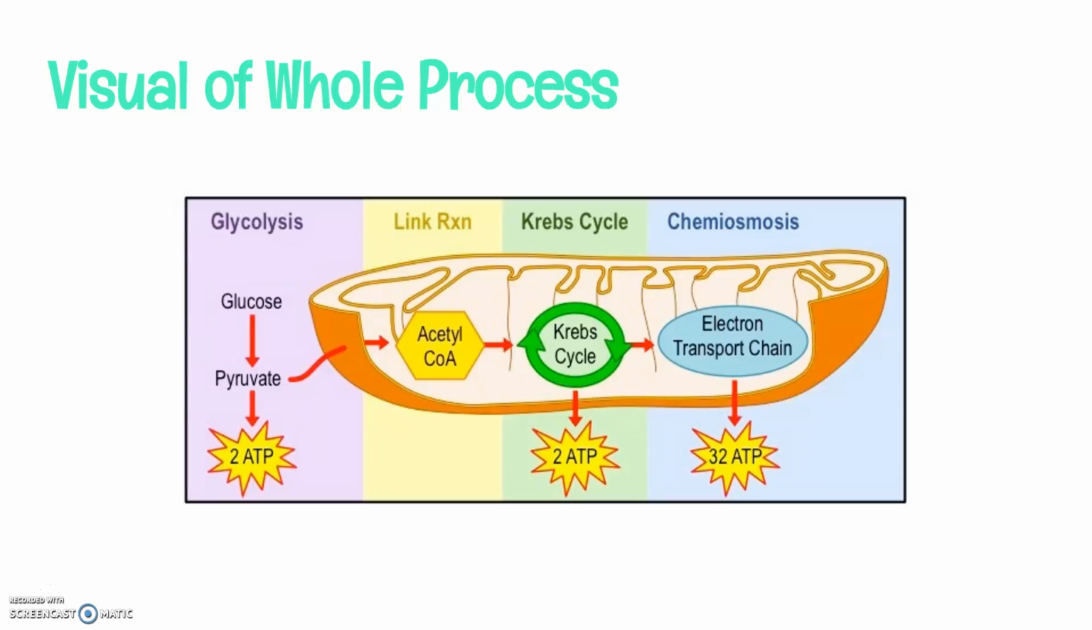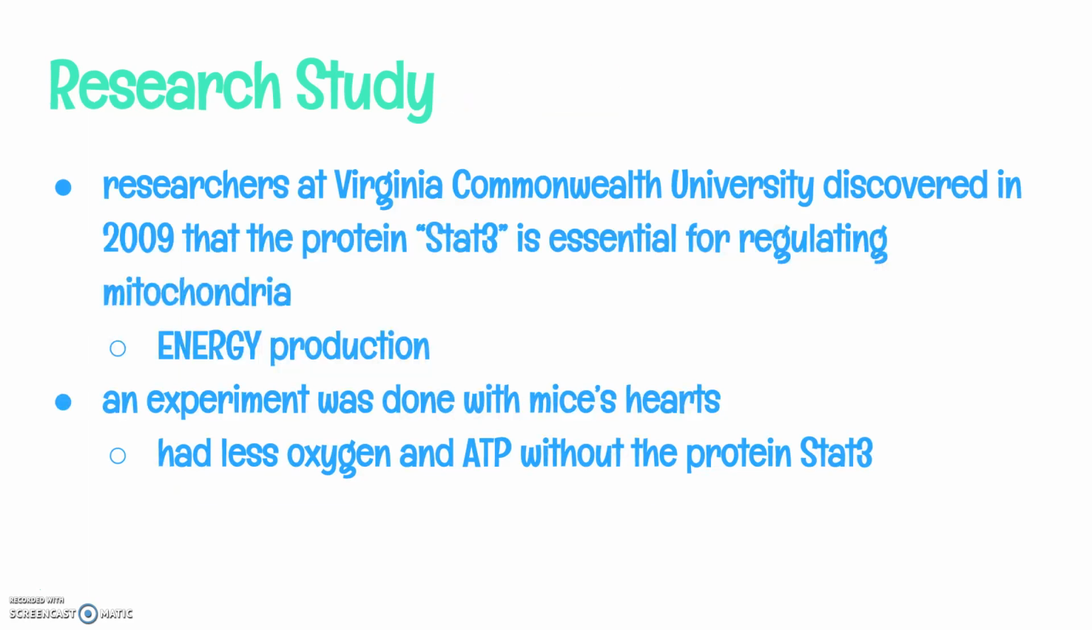So this is a visual of the whole process. As you can see, location-wise, glycolysis is on the outside of the mitochondria, and then everything else works inside the mitochondria, like the Krebs cycle, electron transport chain.